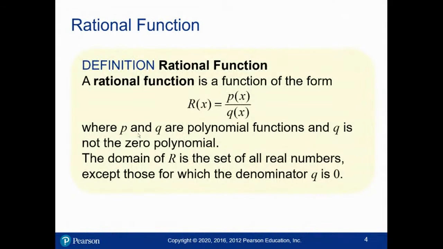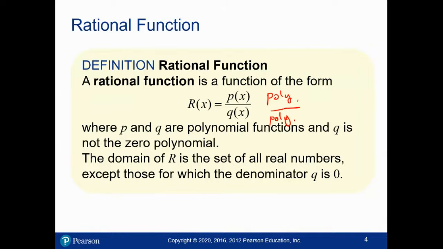So a rational function is just a polynomial over a polynomial. If you take one polynomial and divide it by another, the result is probably no longer a polynomial. What it is called is a rational function. It is a ratio of two different polynomials.